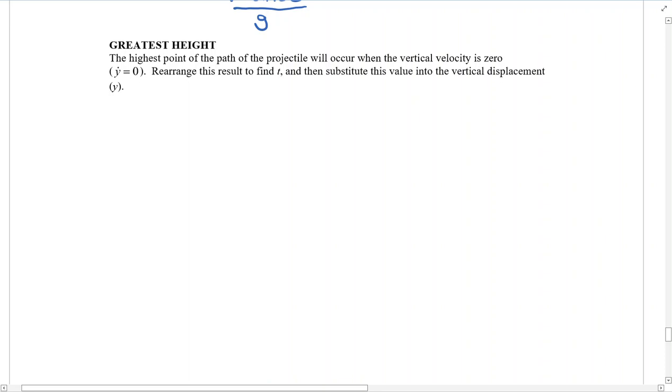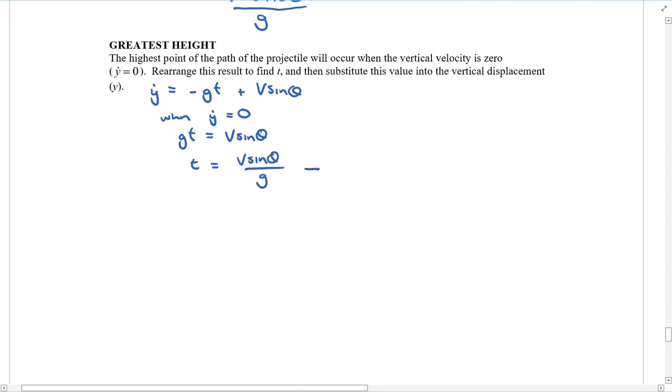So we start with our velocity in the y, which was minus gt plus v sine theta. We're going to make the velocity equal to 0, and I'm going to move that negative gt across, so it becomes a positive gt equals v sine theta. Get the t by itself, and I have v sine theta over g. Okay, number 1. Then it said to substitute that into the vertical displacement, which is the y equation.